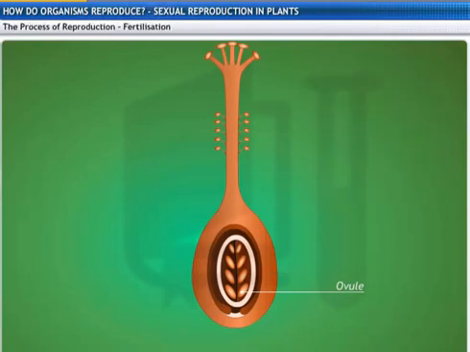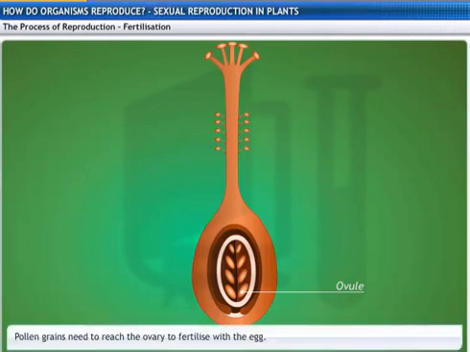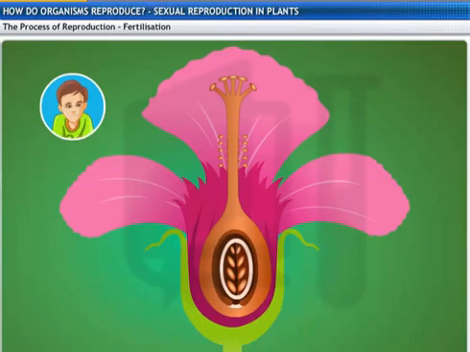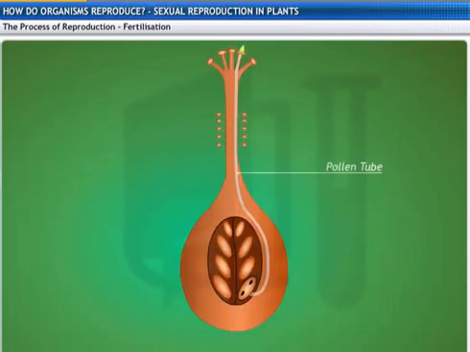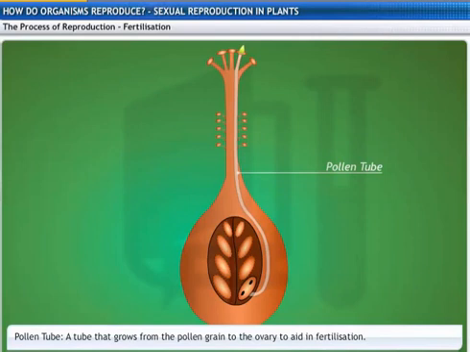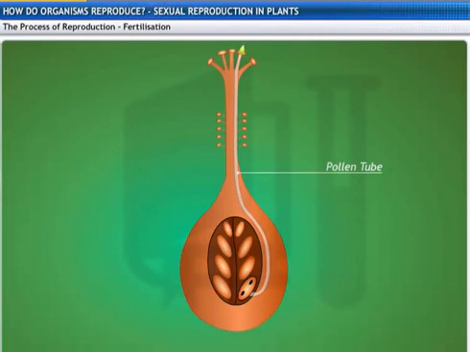Now that the stigma of the hibiscus flower has received pollen grains, these grains have to reach the female germ cells which are in the ovary. So, do the pollen grains just fall through the style to reach the ovary? Not quite. To enable the pollen grains to reach the female germ cells, a tube grows out of the pollen grain and reaches the ovary. This tube is known as the pollen tube.